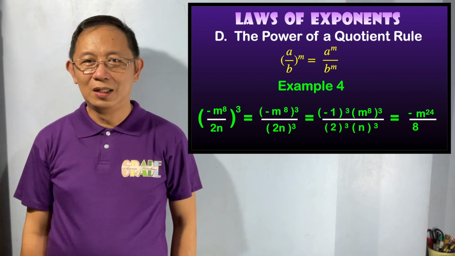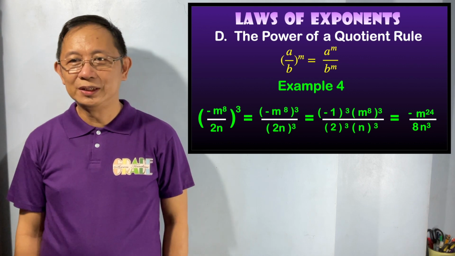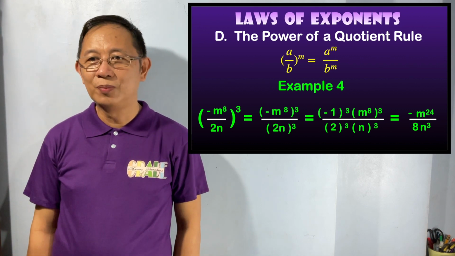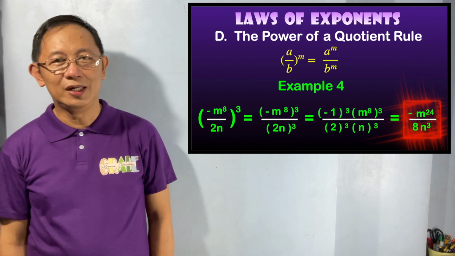So the simplified form is negative m to the 24th power over 8n cubed. This is the final answer.